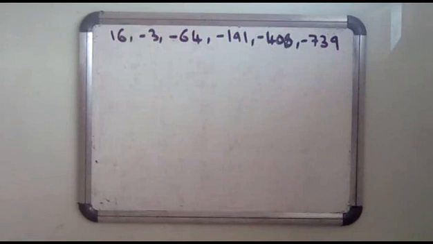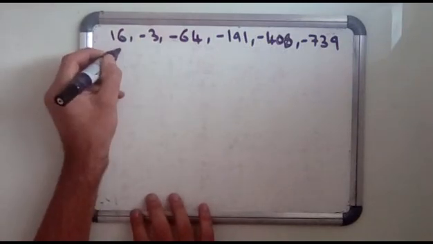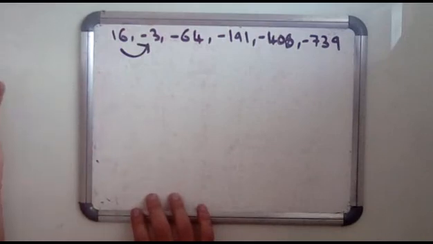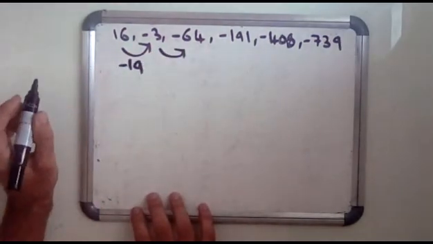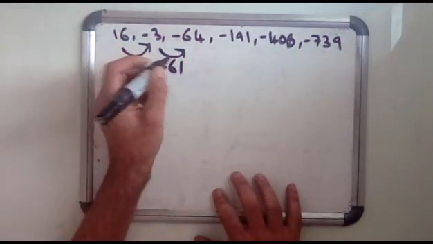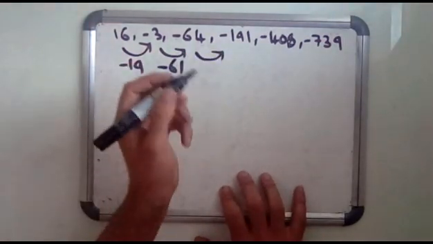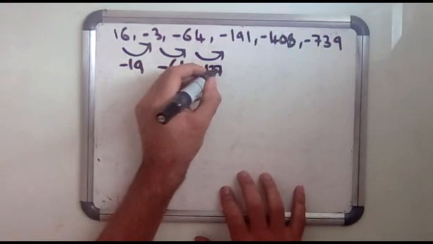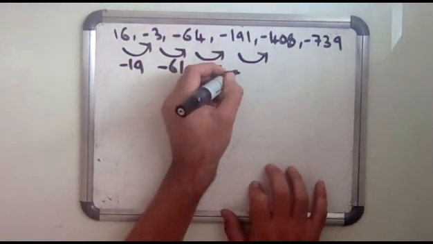Right, so the third sequence is a bit of a nasty one, but this is a calculator module anyway, so you're allowed a calculator, so we're going to work out some differences. Now, -3 minus 16 is -19. -64 minus 3 is -61. It gets a bit tricky after that, so I am going to use a calculator. So you got -127. -217 minus 331.